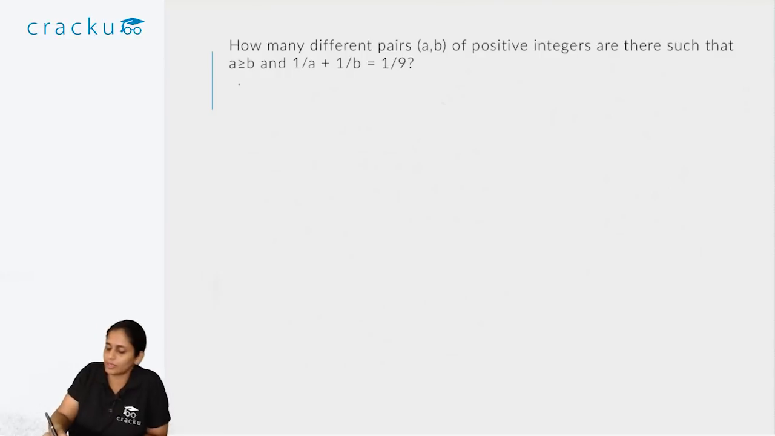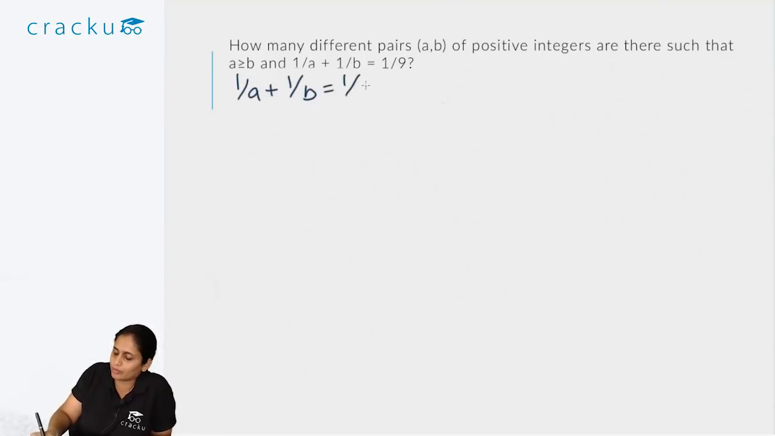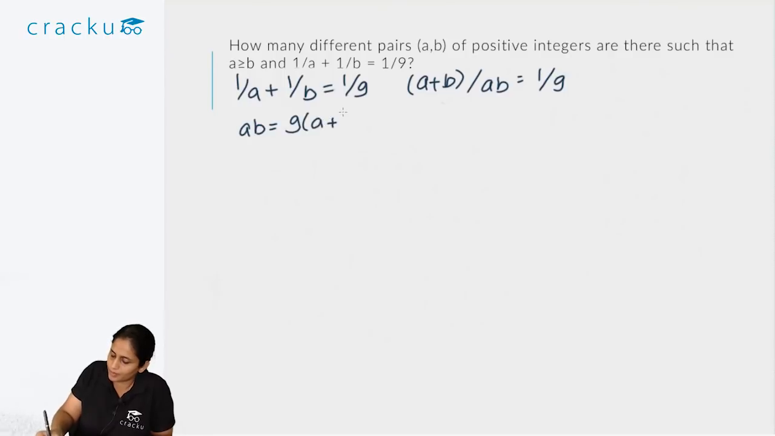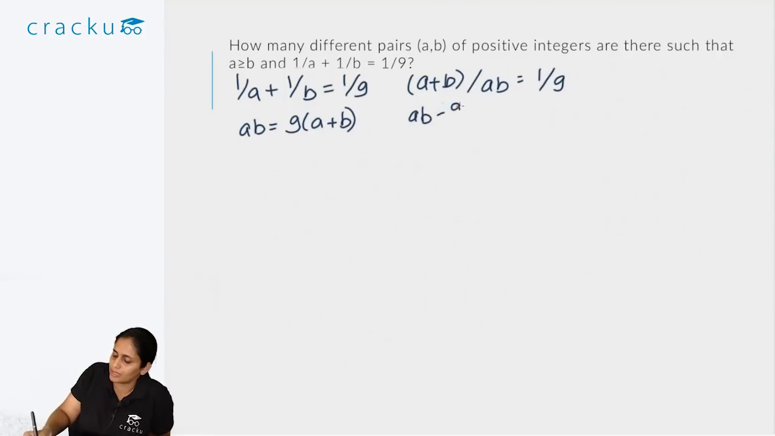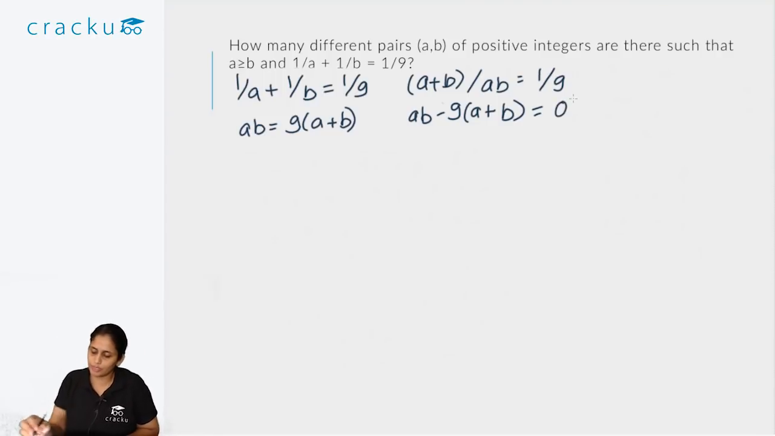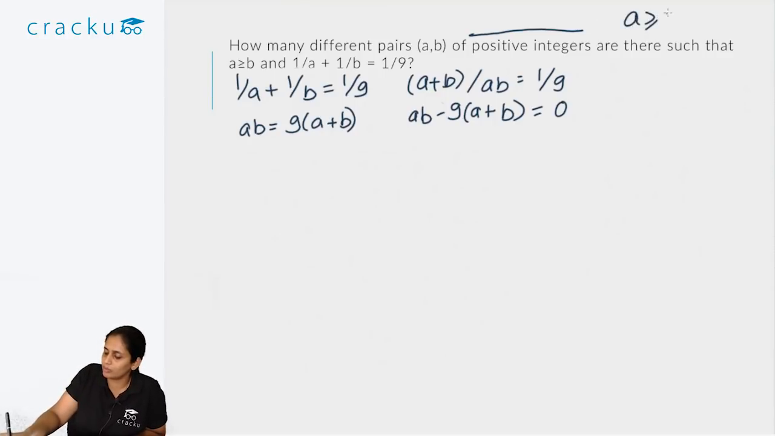So let's start with the equation first. We have 1 by A plus 1 by B is equal to 1 by 9. So we can write this equation as (A plus B) by AB is equal to 1 by 9, or AB is equal to 9 times (A plus B). We can take this term on the LHS, so I can write this as AB minus 9 times (A plus B) is equal to 0. Now I've been given some extra information. I've been told that A and B are positive integers and A is greater than or equal to B.